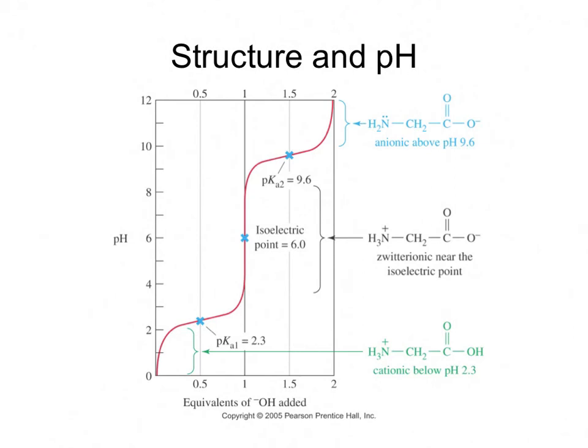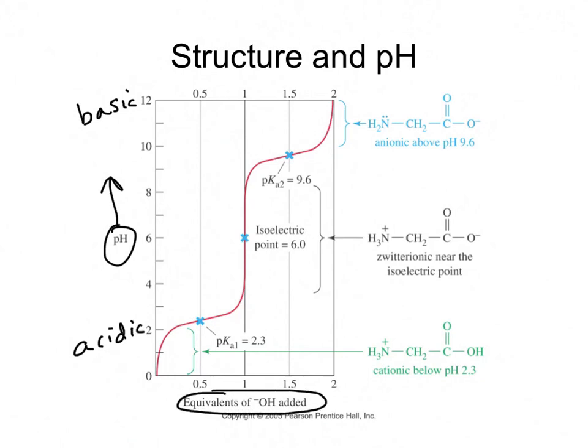So, let's talk about interpreting these curves. You always start out fairly acidic. This is the pH on the y-axis, and you get more basic as you go up. So up here is basic, down here is acidic. Along the x-axis is equivalents of base added. This particular amino acid is glycine. It's pretty boring. There's no side chain, so we're not going to have to worry about deprotonating a side chain at all. It's just the two main groups.